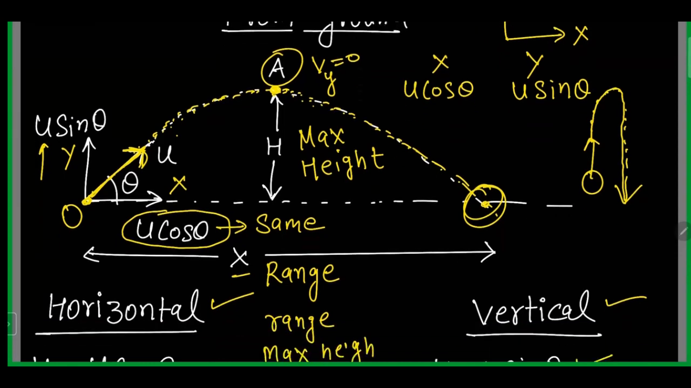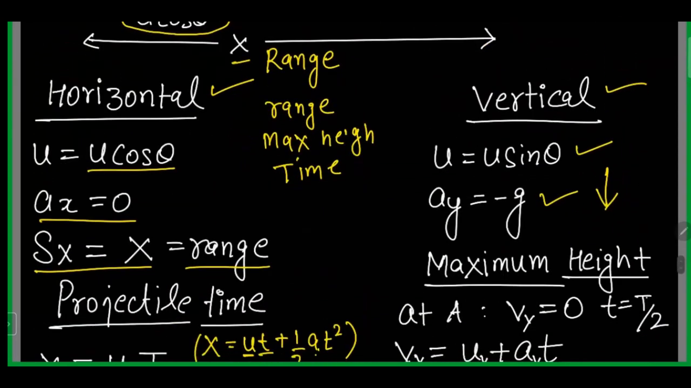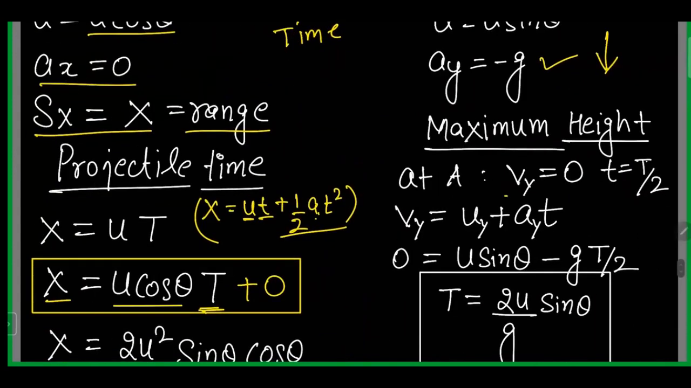Okay, I hope that it is clear. So if I apply the equation, then my final velocity is 0. My time will be half of the total time. So let's say total time is T, then to reach the maximum height, I need half the time, which is capital T by 2.